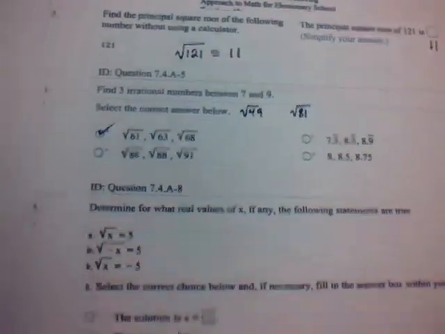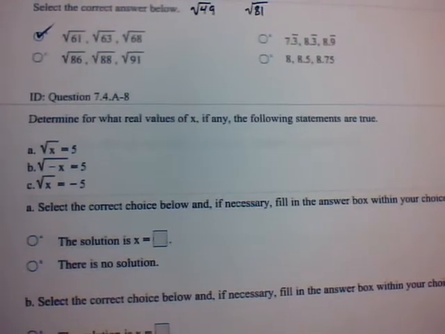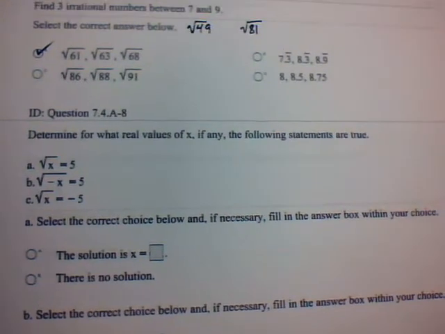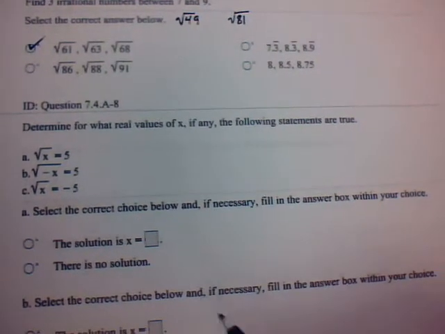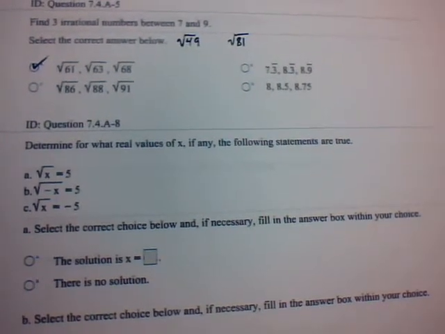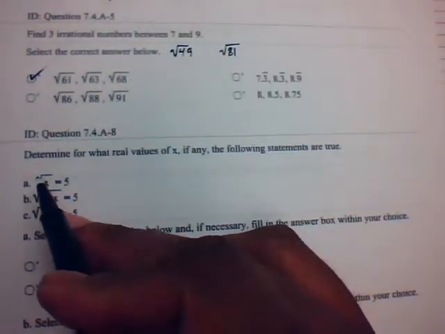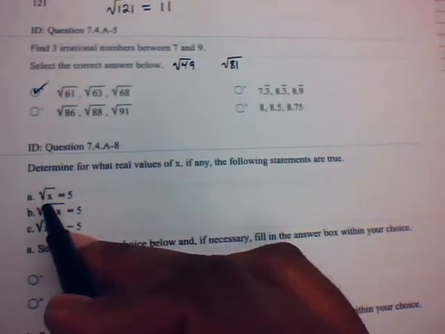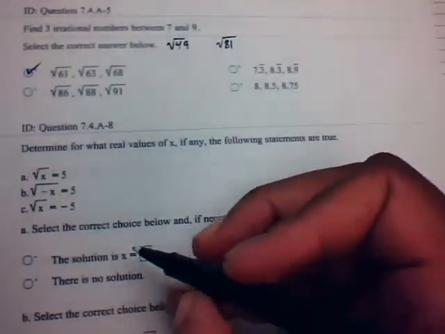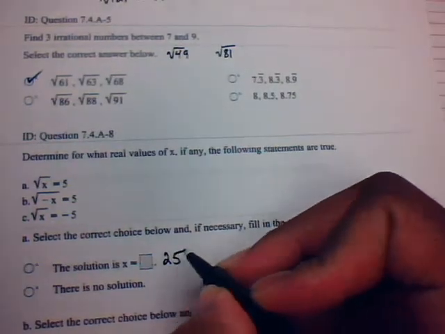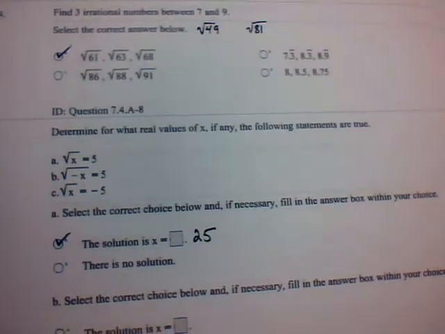Right, number 5, determine for what real numbers of x, if any, the following statements are true. Like in part A, the square root of x is equal to 5. Well, we can find out what number, the square root of what number, would give us an answer of 5. A good way of doing that would be doing the opposite of the square root, which will be taking a square on both sides. And when you do that, you'll find out that 5 squared will be 25, because the square root of 25 will give you an answer of 5.